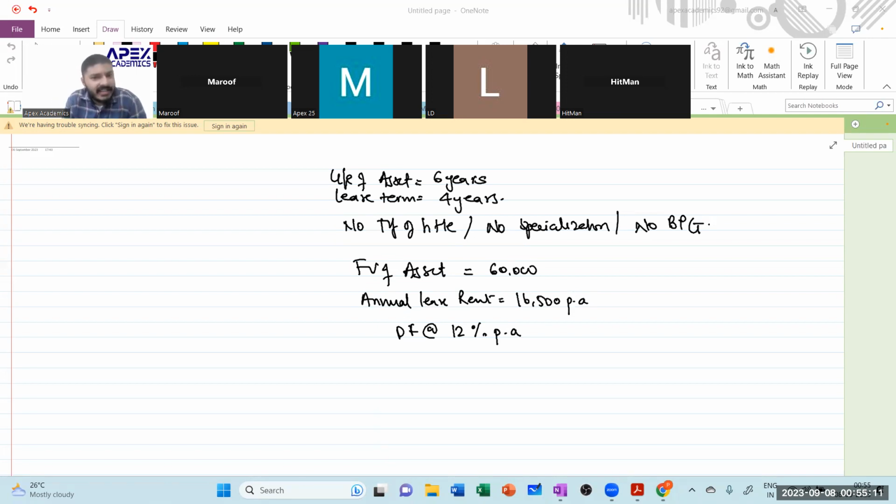Now, test question for you. Is this a finance lease? Calculate and tell me. You have 2 minutes. Is this a finance lease or an operating lease? Operating. Have you calculated this? Yes. Tell me, what is the present value of future lease payments? What is the answer?